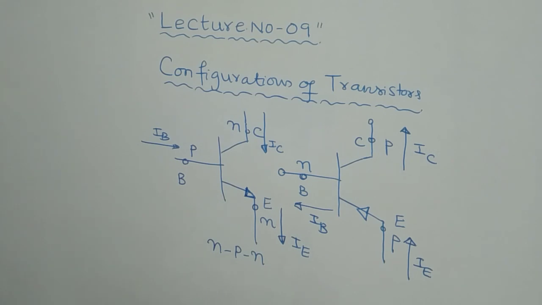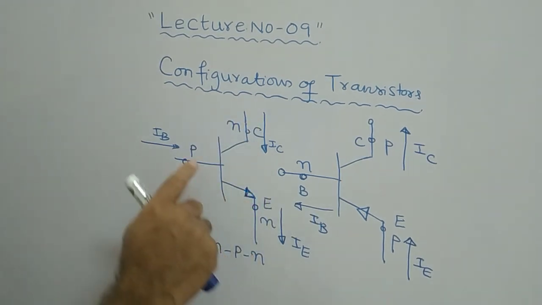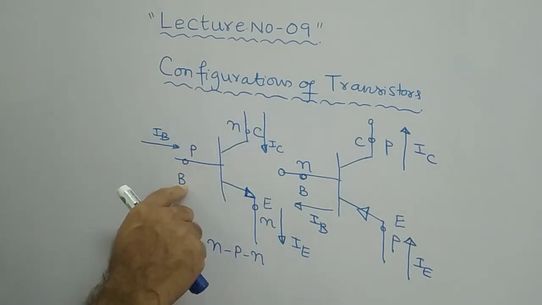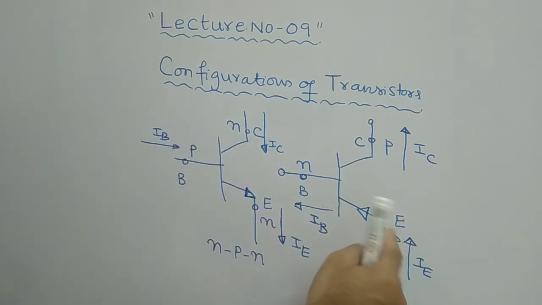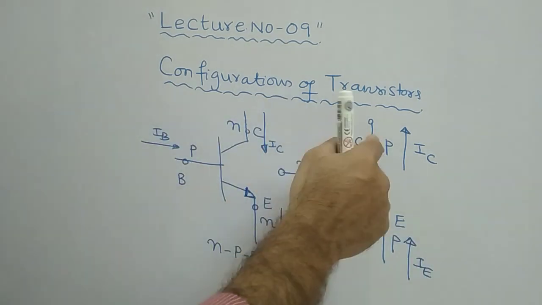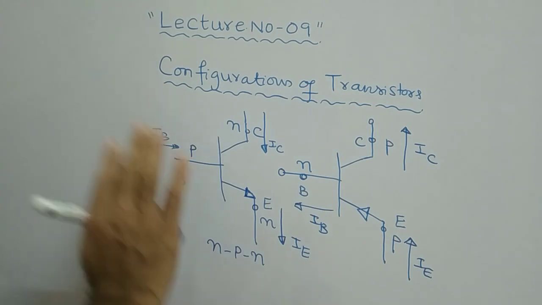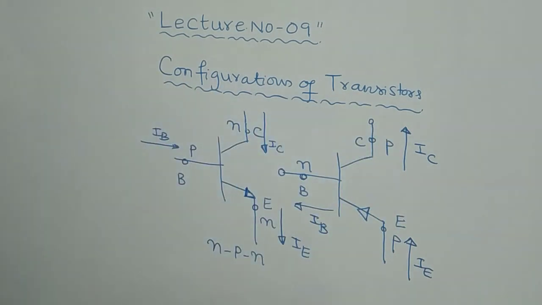As we have three terminals, they are called the emitter terminal, the base terminal, and the collector terminal. B stands for base and C stands for collector. Similarly here also, E stands for emitter, B stands for base, and C stands for collector, in both the cases. As it has three terminals, this transistor can be operated in three configurations.